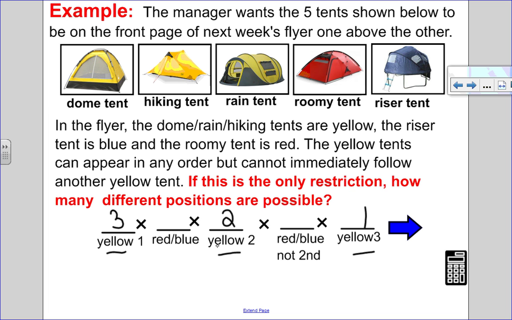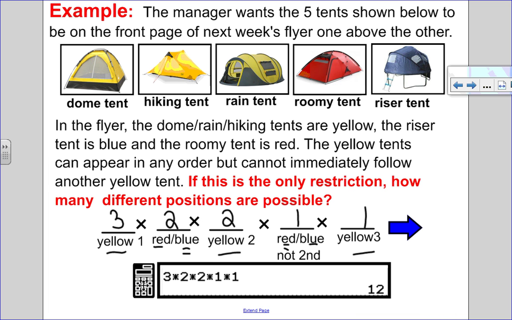So in between yellow 1 and yellow 2, it could be a red or a blue tent. There are 2 choices. Once I pick that, the tent in between yellow 2 and yellow 3 is whatever I didn't pick. So in other words, if I picked a red here, it would have to be a blue. If I picked a blue here, then this one would have to be a red. So this here, there's really only 1 choice. So I just multiply those together and I see that there are 12 different ways I could do that on a flyer.